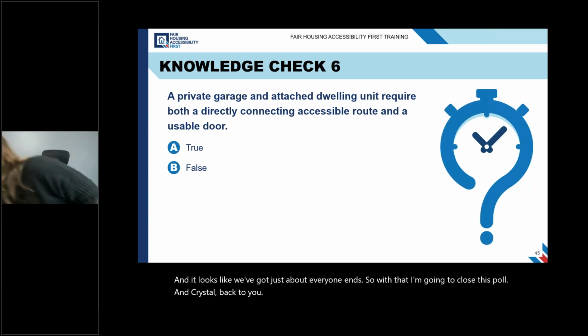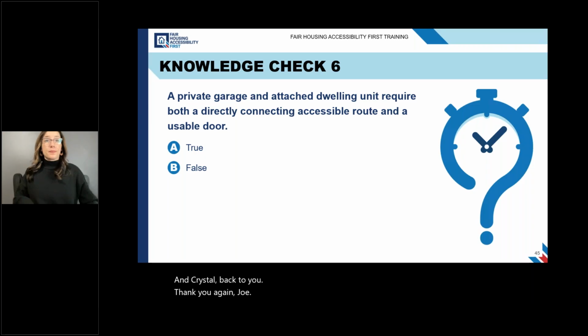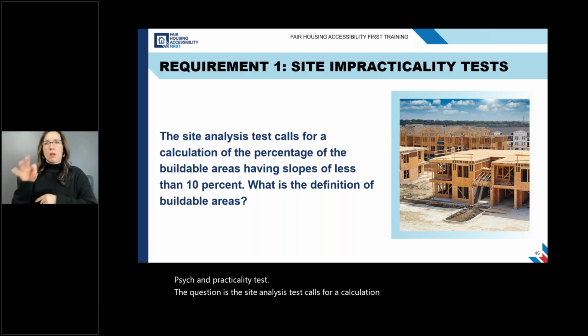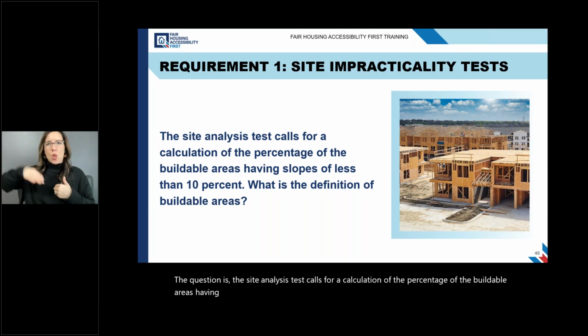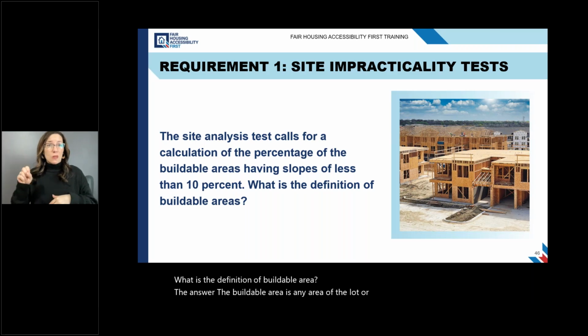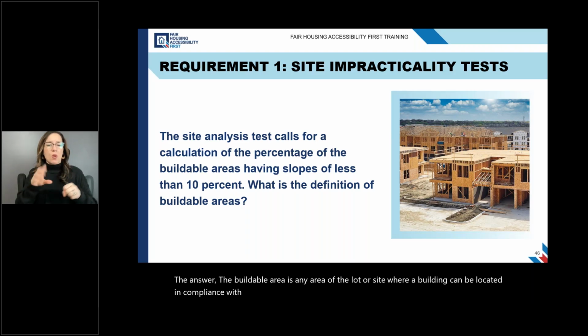Thank you again, Joe. Requirement 1, site and practicality test. The question is, the site analysis test calls for a calculation of the percentage of the buildable areas having slopes of less than 10%. What is the definition of buildable areas? The answer: the buildable area is any area of the lot or site where a building can be located in compliance with applicable codes and zoning regulations.